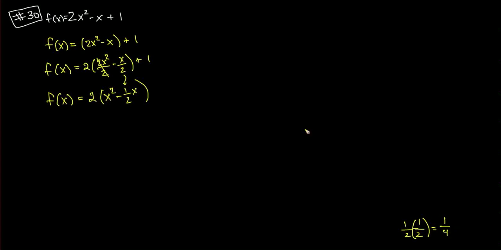And so you're going to add and subtract a quarter squared inside here. So that stays, and f of x is equal to 2 times x squared minus 1/2 x plus a quarter squared minus a quarter squared, and plus 1.